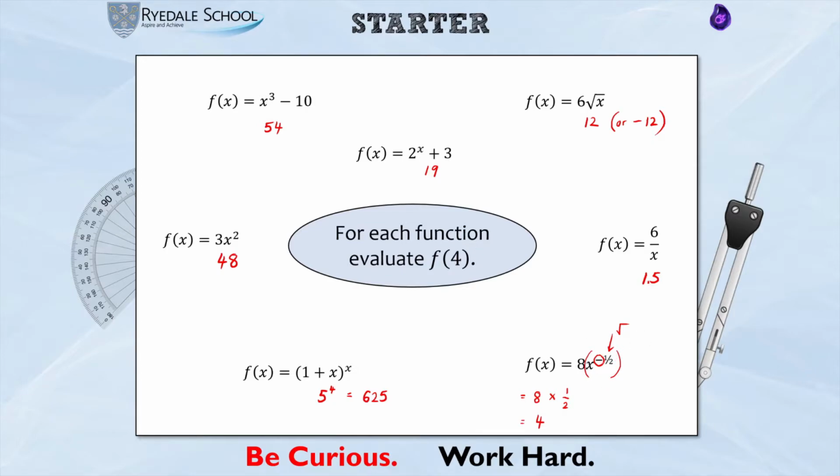Let's just do the other answer. So yeah, technically there is a second answer. The square root of 4 is also negative 2. The reciprocal of negative 2 is negative a half. So it's going to be negative 4.